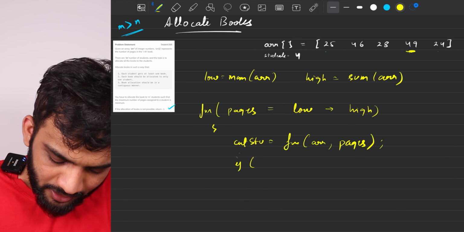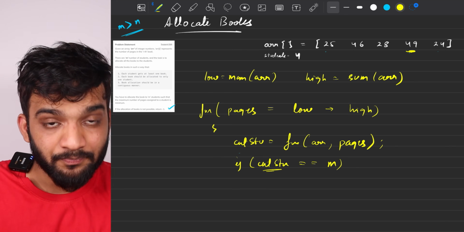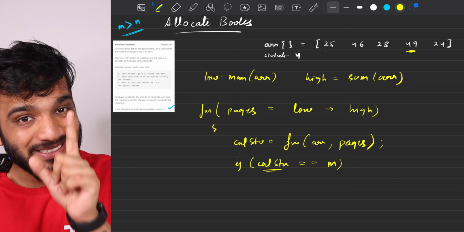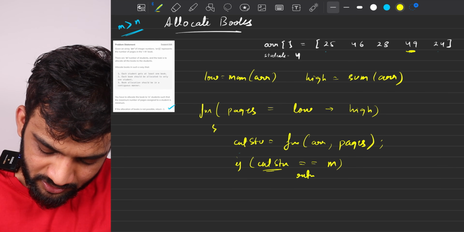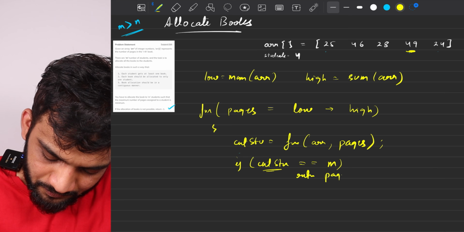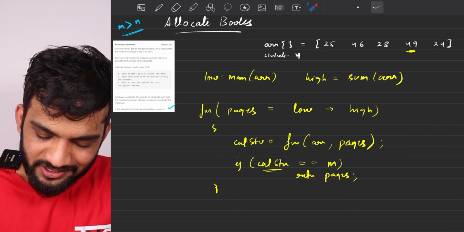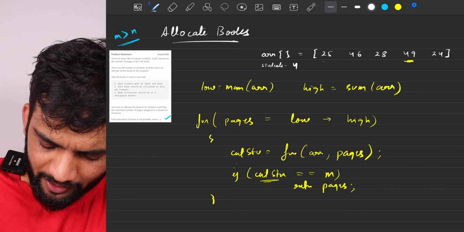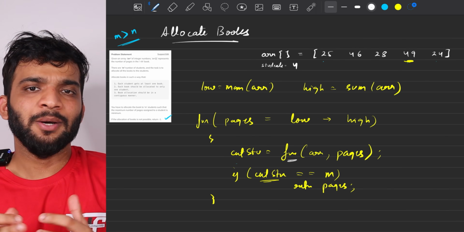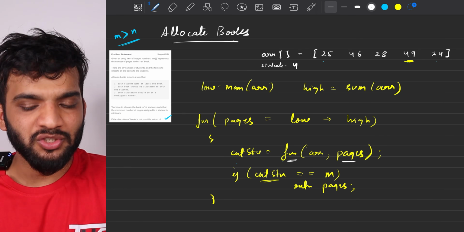And can I say if I was able to allocate to exactly m students, my job is done. This is my answer. Return pages. Quite simple. This is a linear search. I just need to make sure that I write this particular function. I've written the linear search, but somehow we have to write this particular function which computes the number of students when you are sending the maximum pages allowed.